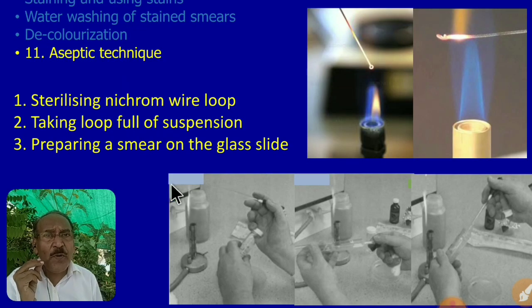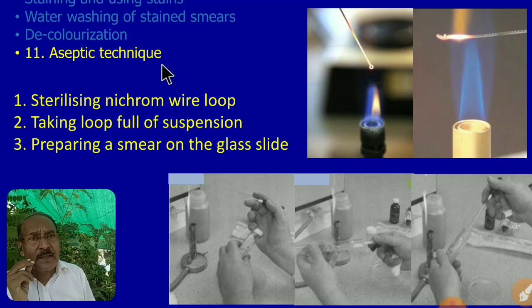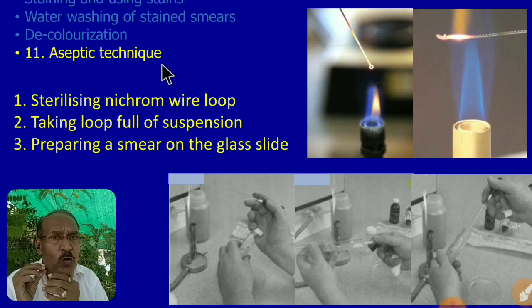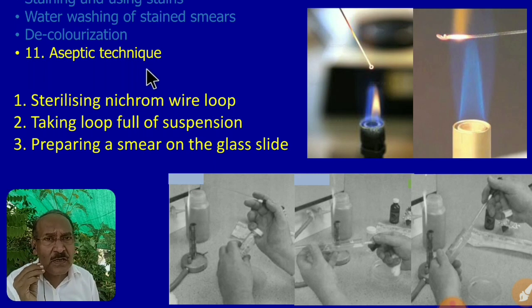Then comes a step of aseptic technique. What is aseptic technique? The technique which is done in an environment without involvement of microbial systems, without involvement of bacterial cells, is known as aseptic technique. During bacterial staining procedures, usually 3 such aseptic techniques are involved. Sterilizing the nichrome wire loop. When we discussed the nichrome wire loop, I told you that there is a need for sterilization of the nichrome wire loop.